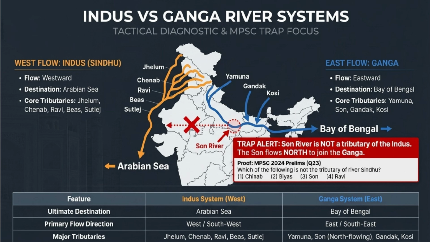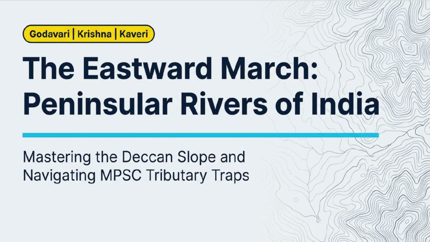If you remember just one thing, remember this. Son River belongs to Ganga, not Indus. And once you understand this logic, you don't need to memorize blindly. You can eliminate options instantly in the exam. Most MPSC aspirants think rivers are about memorization, but the exam actually tests your understanding through traps.